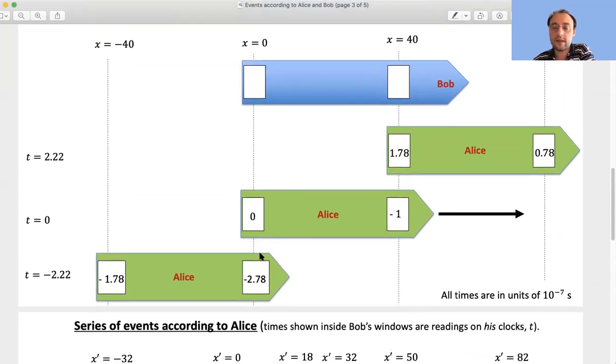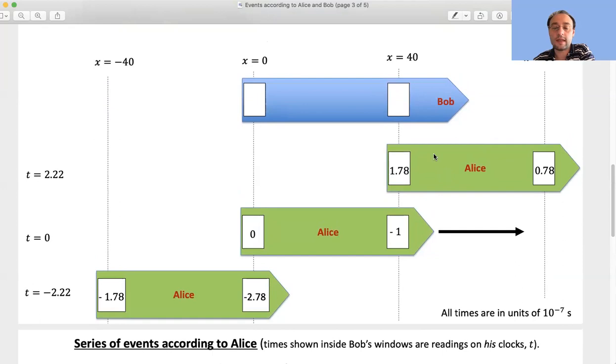Okay. Also, please understand what it means to say that Alice's clock reads 1.78. It means that when Bob peeks from his front window into her back window, as her back window passes, he will actually see her clock reading 1.78. They will both agree on what her clock reads.